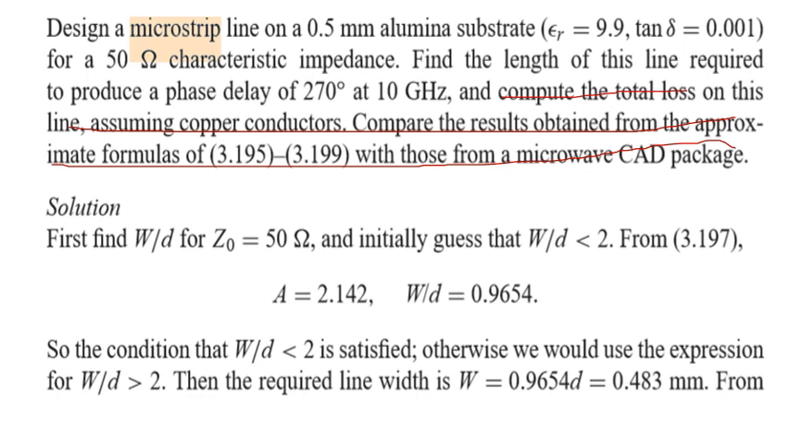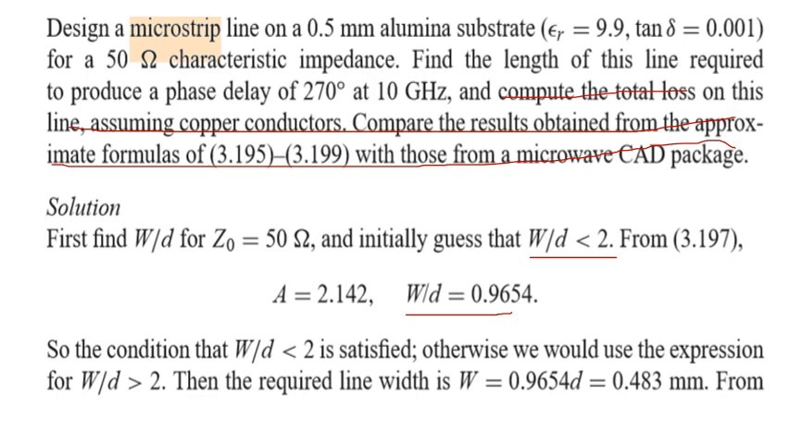Luckily, the assumption which we made came out to be true, that the value is less than 2, so it was fine. Suppose you assumed W by D to be less than 2 and the value came out greater than 2, you do not worry. That means W by D is greater than 2, so you will take the next set of formulas. You will not worry about that.